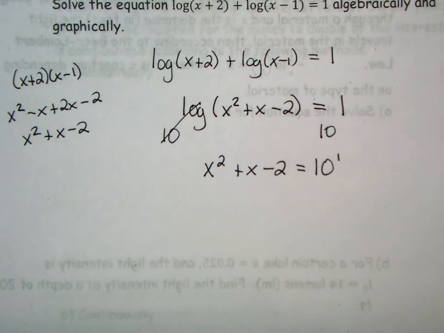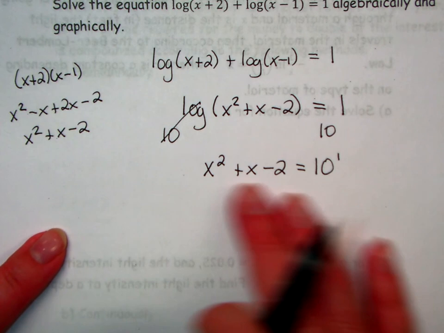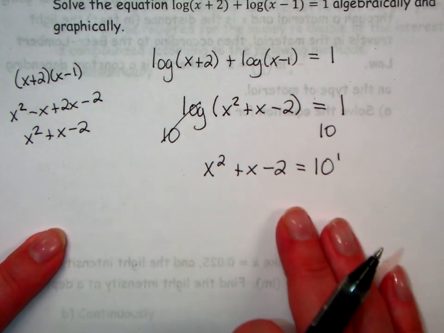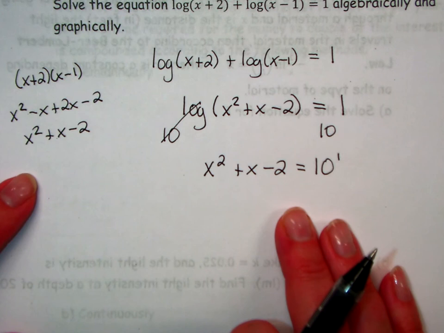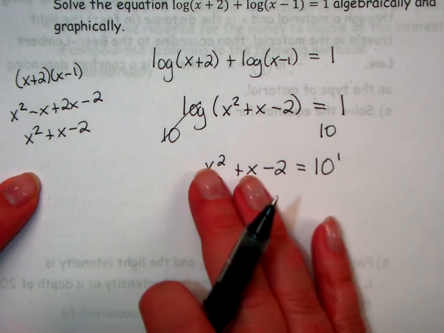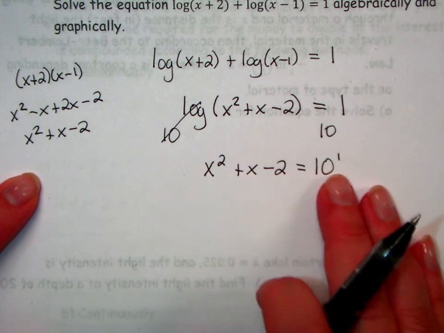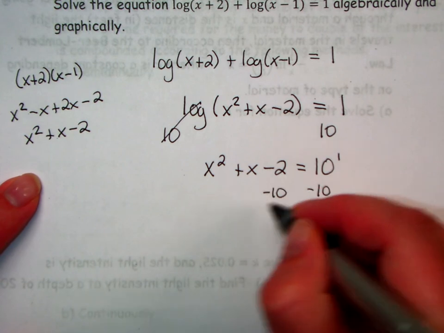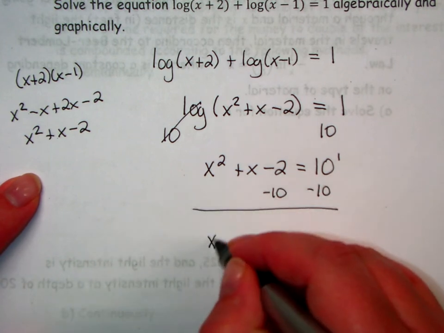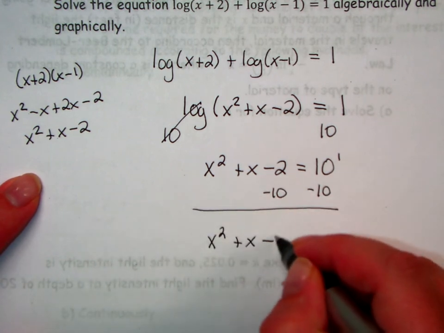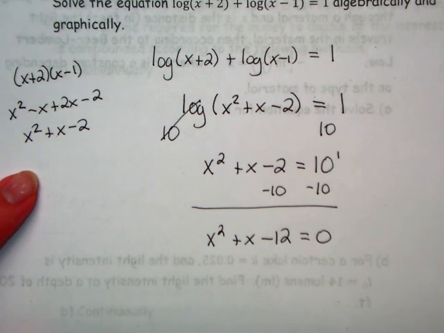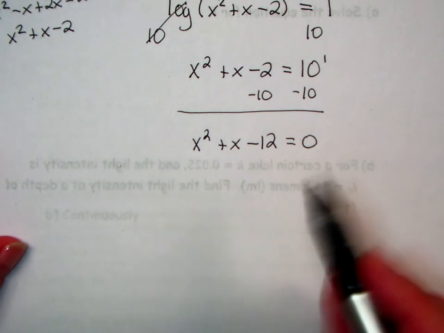So what we have to do here is solve this. This is a quadratic equation. The only way to solve quadratic equations is to get it set equal to 0, right? Don't start factoring it here. Move this 10 over, right? So I'm going to subtract 10 from both sides, and I'm going to get x squared plus x minus 12 equals 0, right? Set that quadratic equation equal to 0 before you solve it, okay?